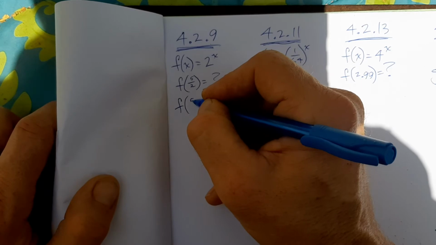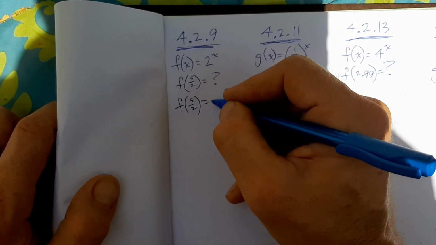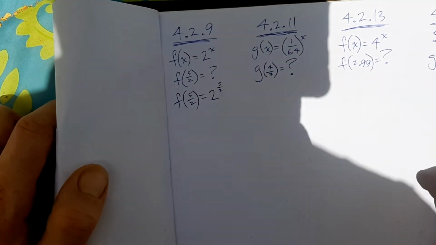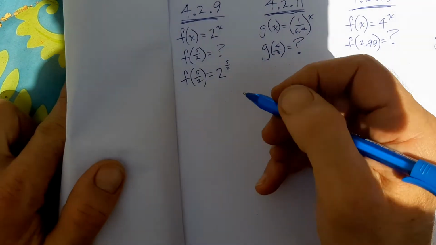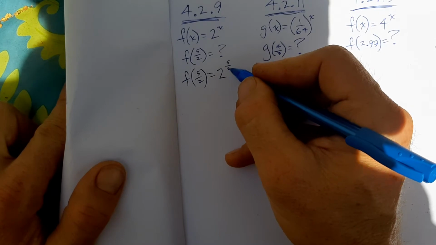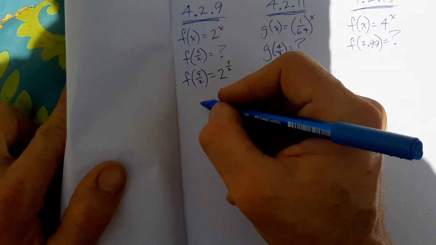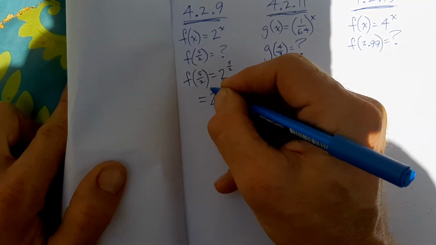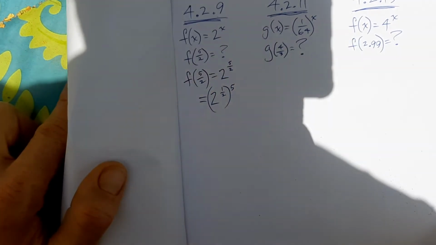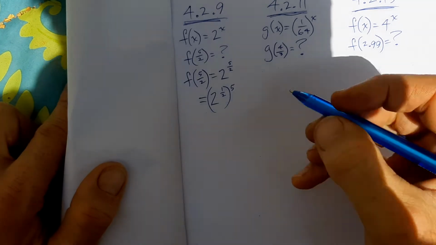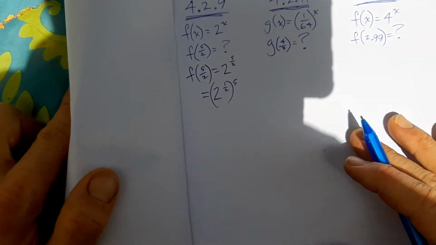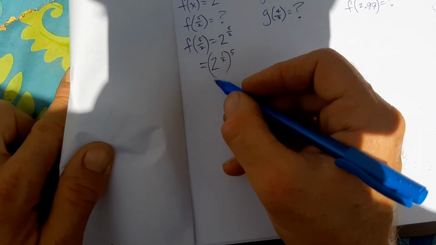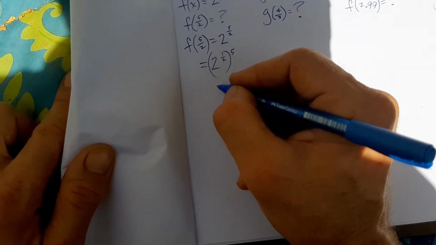F of 5 halves equals 2 to the 5 halves power. Okay, so if I'm going to get an exact answer, what I will do is take this 5 halves, and that's going to be the same as 2 to the 1/2 power to the 5th power. All that to the 5th power. Okay, so the way I do it is I know 2 to the 1/2 power. There's a bunch of exponent review here, but here you go.